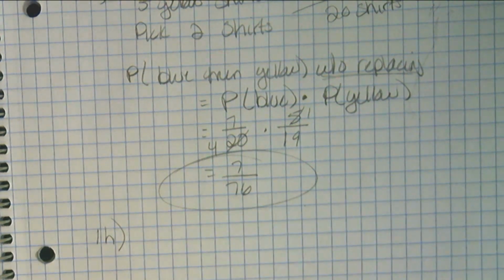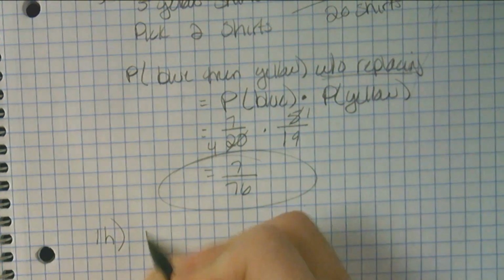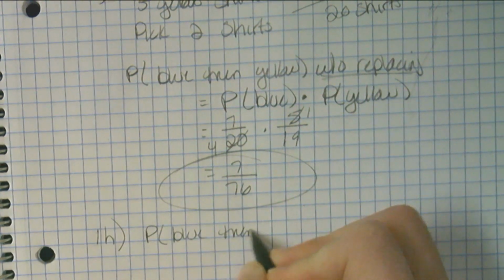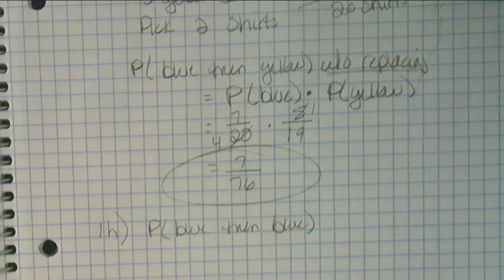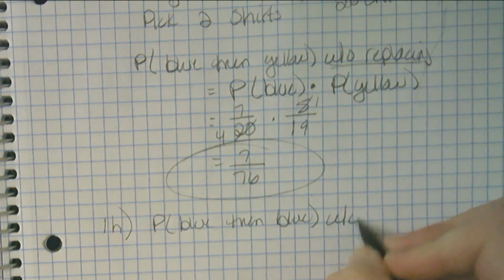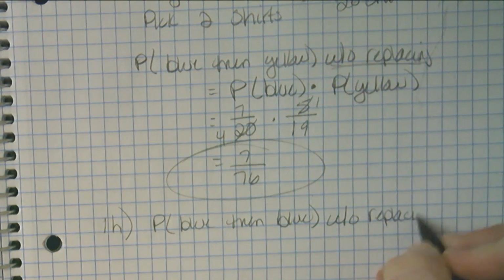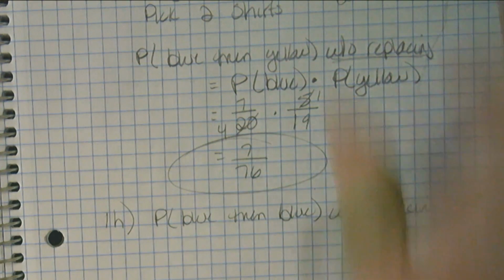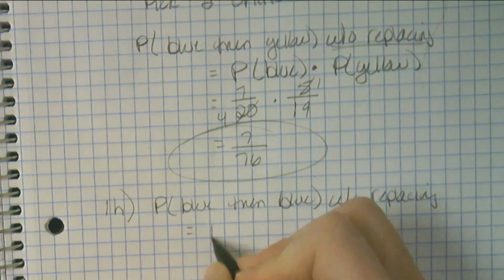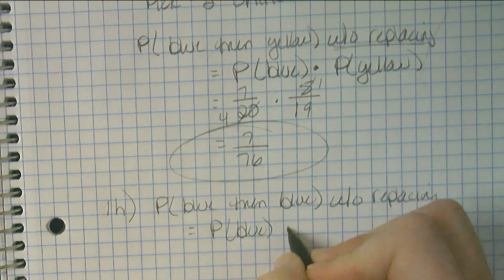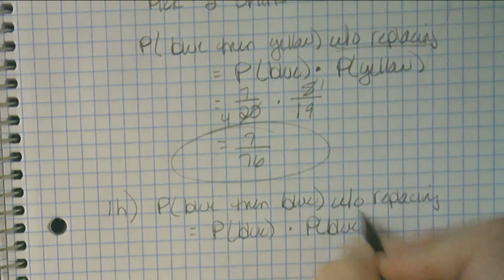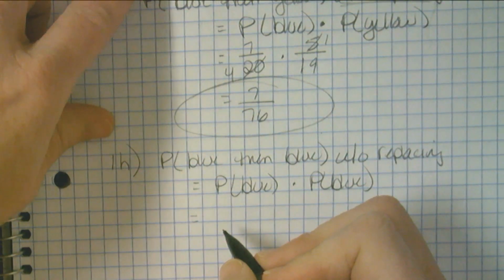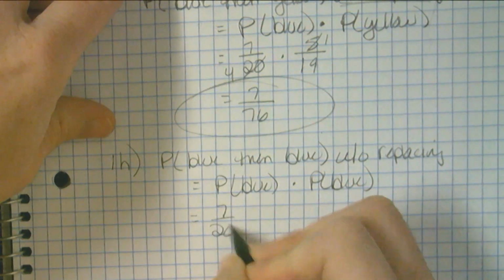1H. All right. It's the same data, but H said I want the probability of picking a blue, and then a blue, and it says without replacing. Again, if you don't have this, you're writing this down right now. All right, so this is going to be the probability of a blue times the probability of a blue. All right, well, the probability of a blue is going to be 7 out of 20.